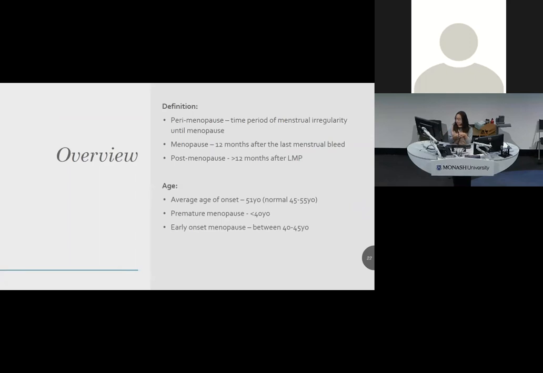So average age of onset is 51 years old. Normal is 45 to 55 years old. Anything outside of this would be considered abnormal. We don't really mind if you're a bit older and you go through menopause a bit later, although it does increase the risk of a number of the cancers. But it's when they go through menopause a bit younger that we don't particularly like it for their bones and their heart health.